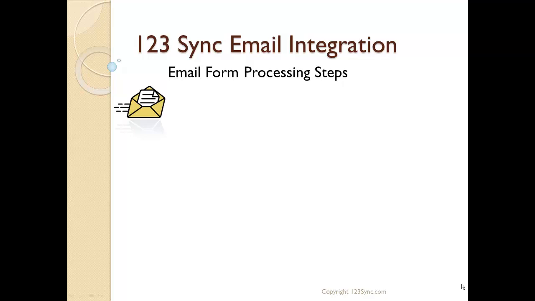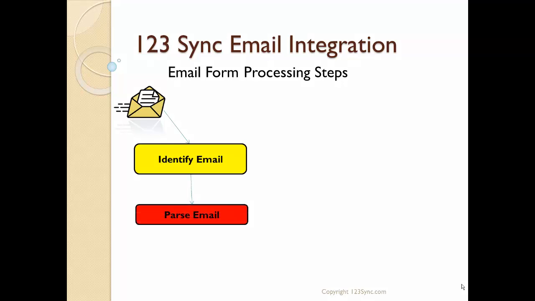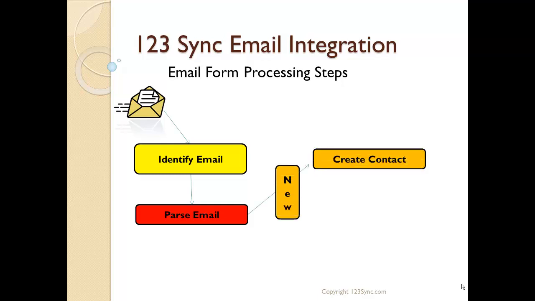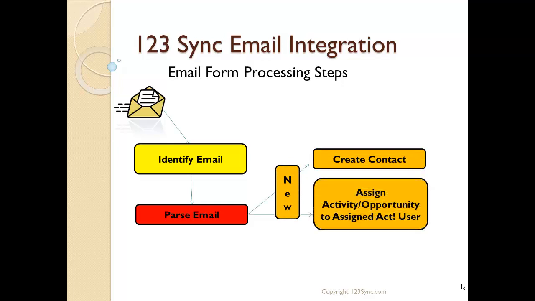When these email forms are received, they are first identified, whether it's just a standard email or if it's a form. The next step is we parse the email. We go through the email and see what it is. And depending on how we parse it and on the settings, there really are two major decisions to make. So one of them is if it's a new contact that we've received, we create the contact and then assign an activity and an opportunity to a user in ACT.